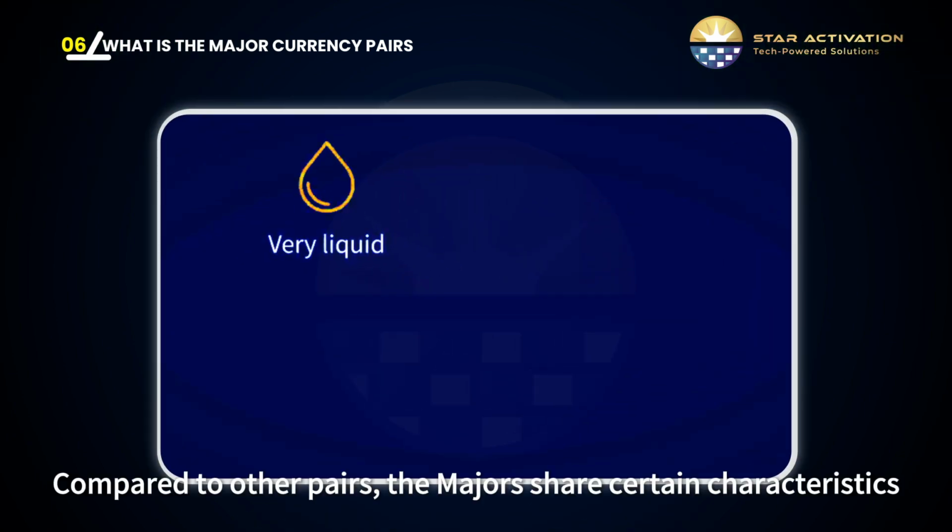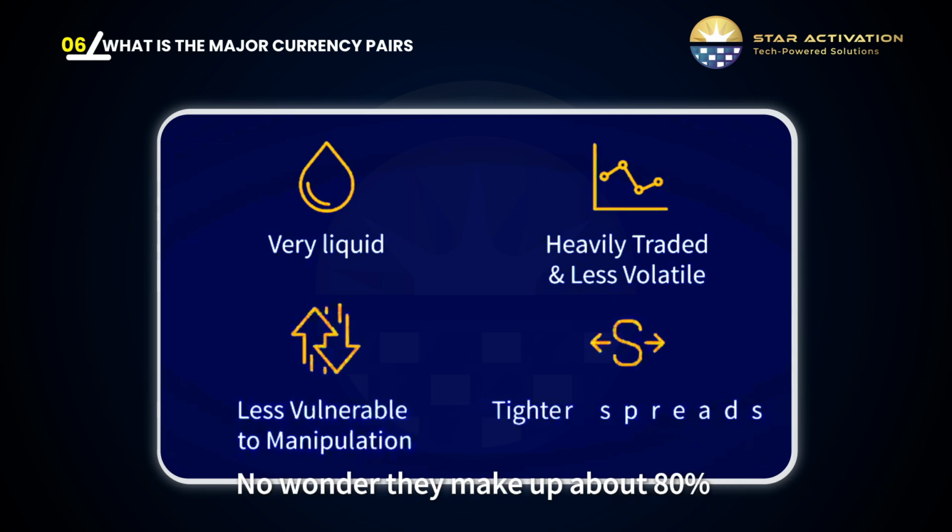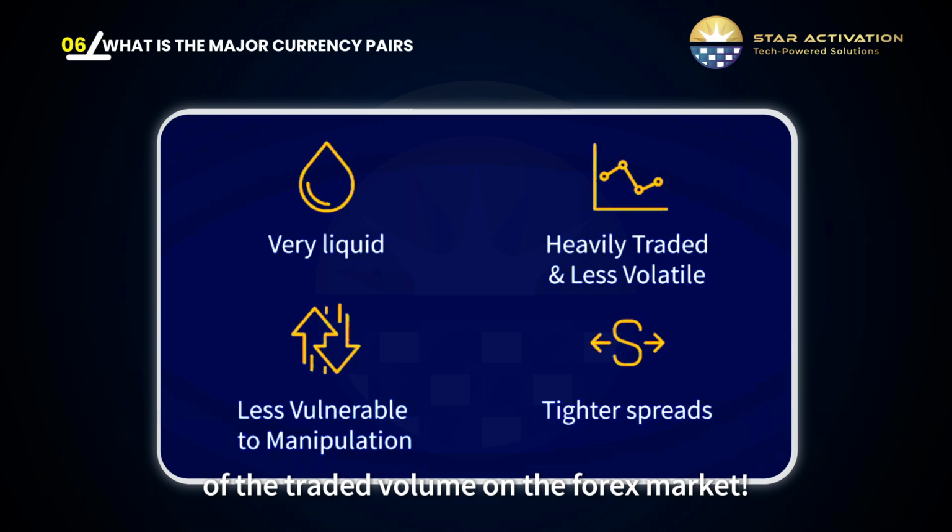Compared to other pairs, the majors share certain characteristics that make them very popular for traders. No wonder they make up about 80% of the traded volume on the Forex market. And those are the major currency pairs.